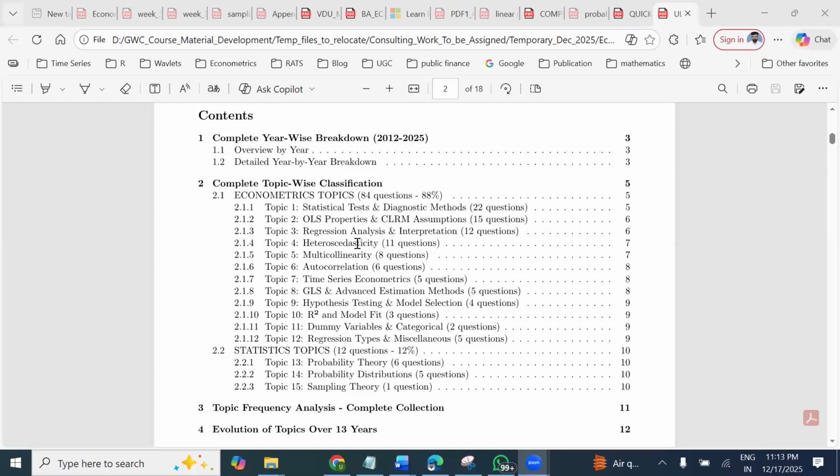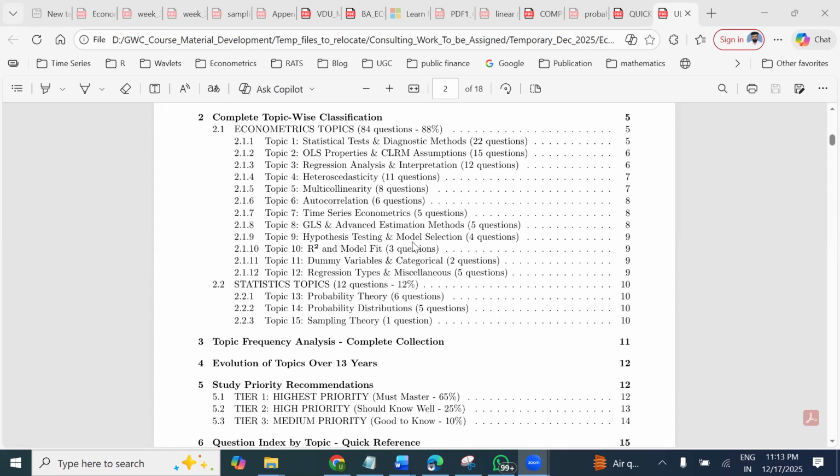So if you will see 2012 to 2025, right? We have extensive questions. So you just see how many questions are coming from which topic. Can you see? Statistical test and diagnostic methods, 22 questions. Means more questions are there.